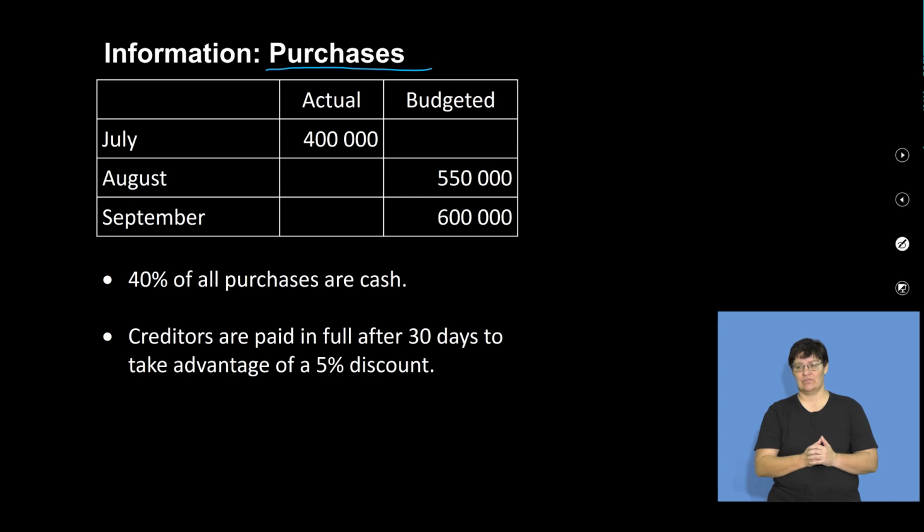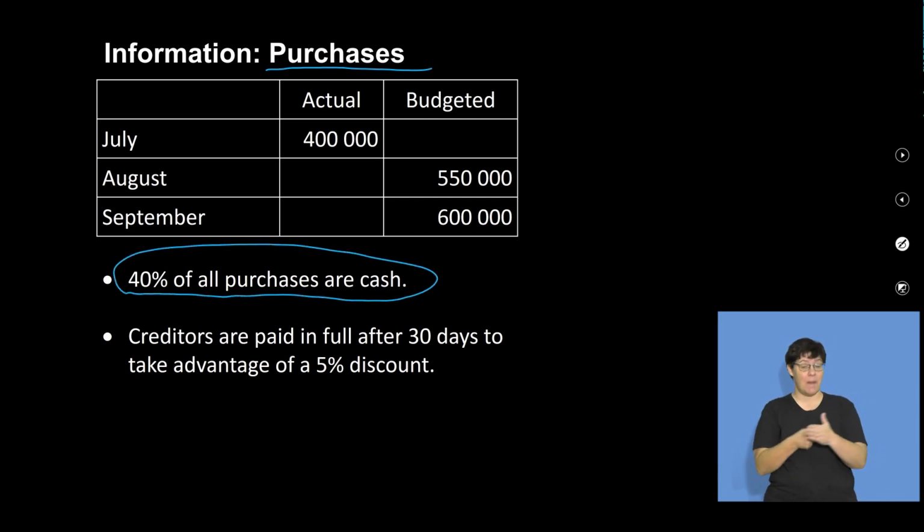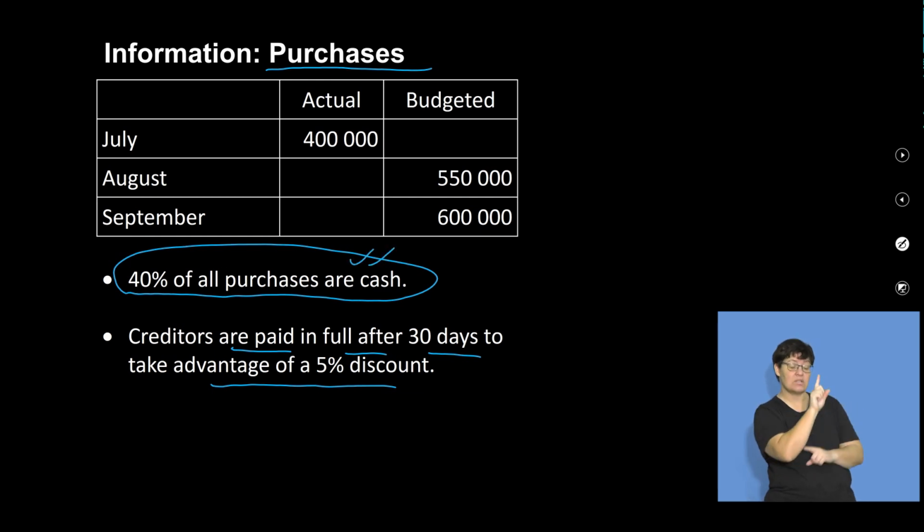We are told that 40% of all purchases are for cash, right? Here we have our purchases figure, and we are also told that creditors are paid in full after 30 days to take advantage of a 5% discount. We'll come to that later. Right now, let's focus on the question at hand, which is the cash purchases. So, this is what we do.